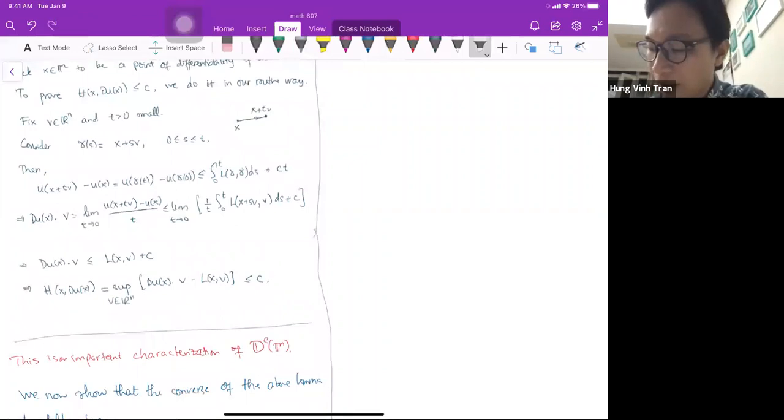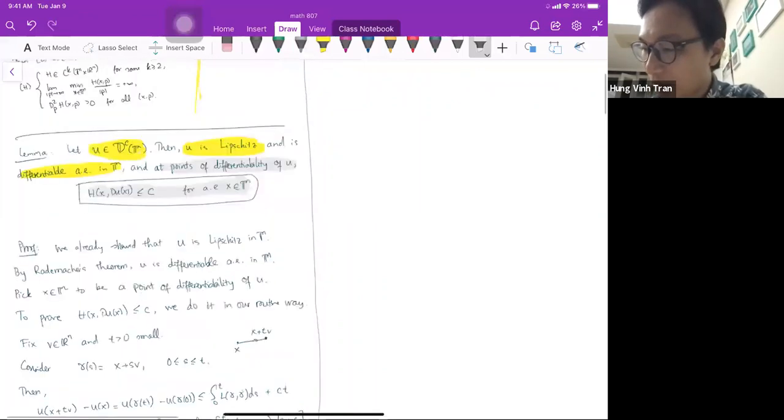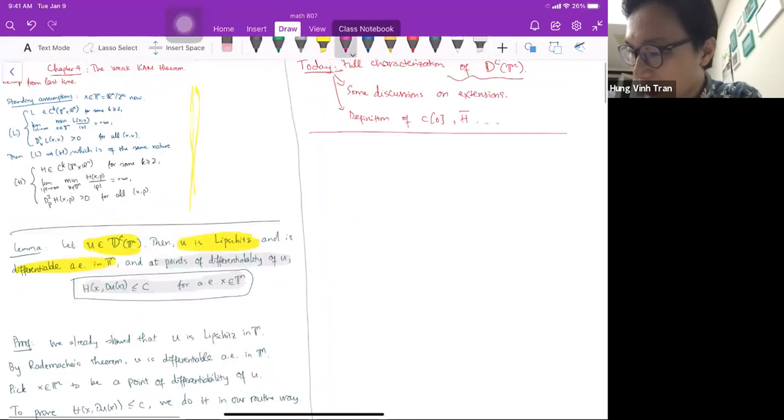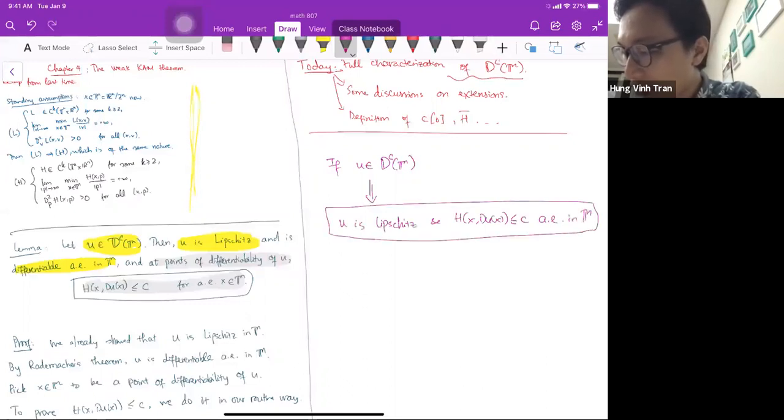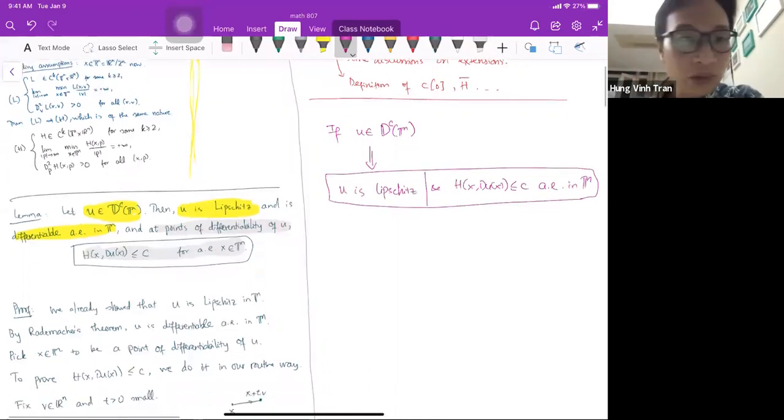It's clearly an important characterization of DC, right? So let me write out a quick summary here. We have proved that if U is in DC of Tn, then U is Lipschitz and H of x, Du(x) is less than or equal to c almost everywhere in Tn. So those are two parts of the result: Lipschitz, and less than or equal to c almost everywhere.